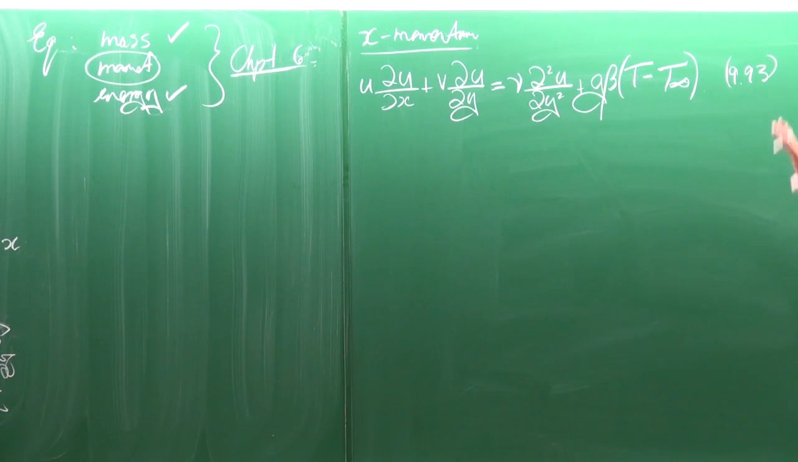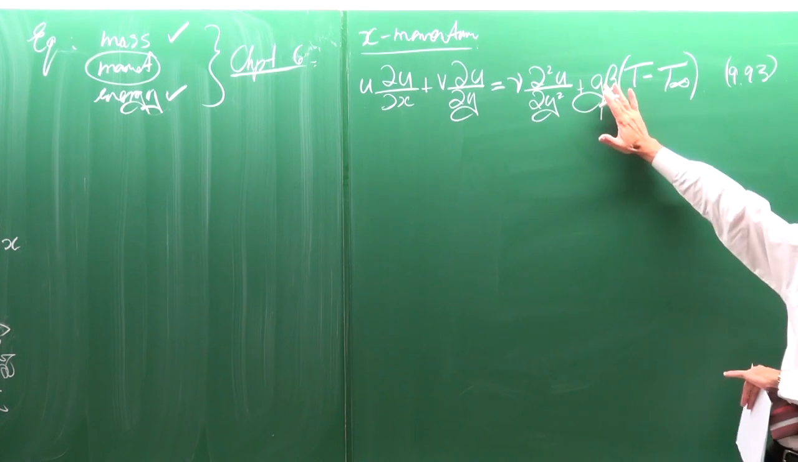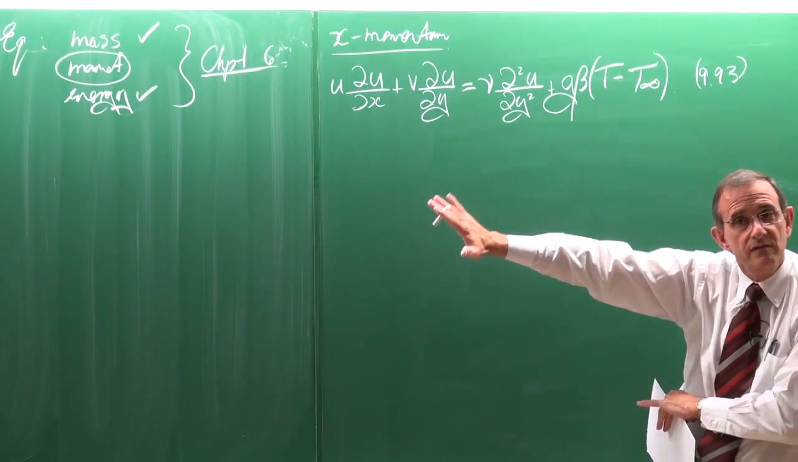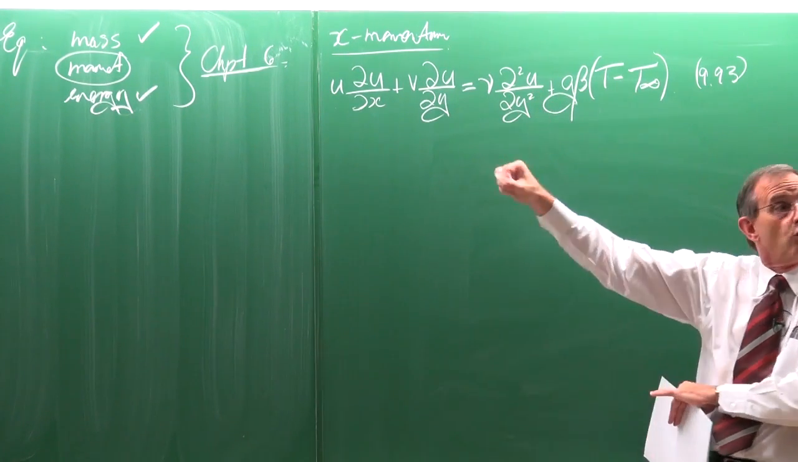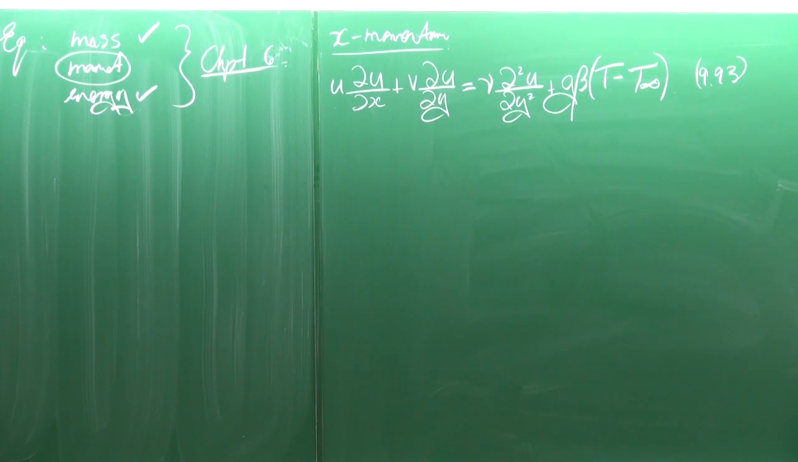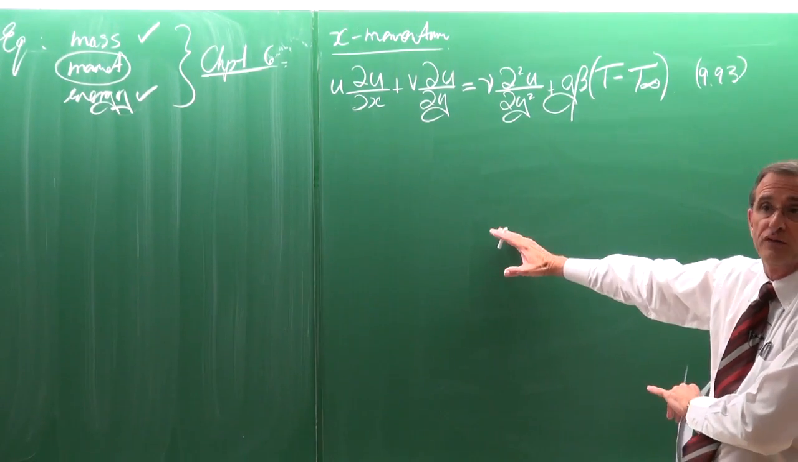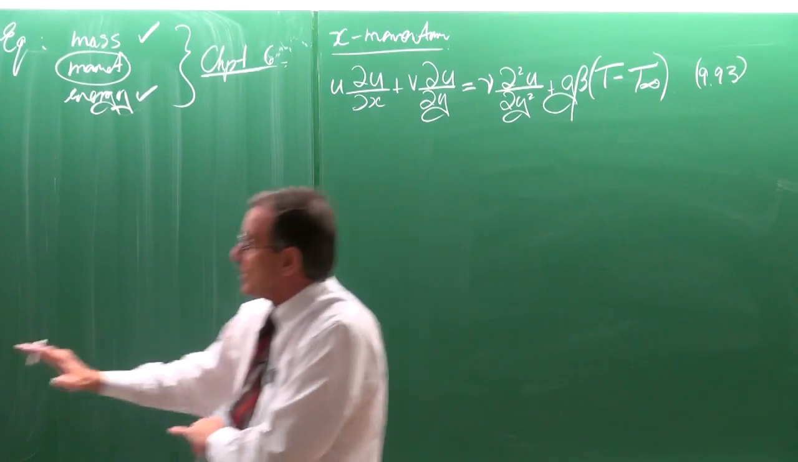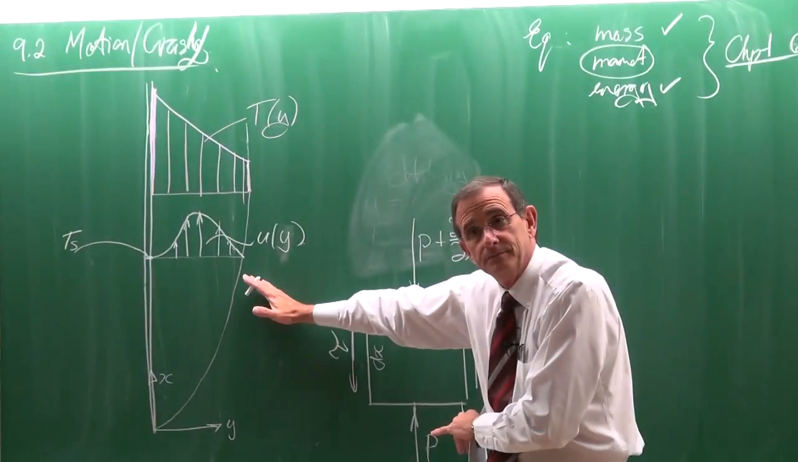9.93. So that is the momentum equation, exactly the same one that you had previously, but with the buoyancy force included in the momentum equation in the x direction. This needs to be solved. How do we solve it? Well, by looking at the boundary conditions.